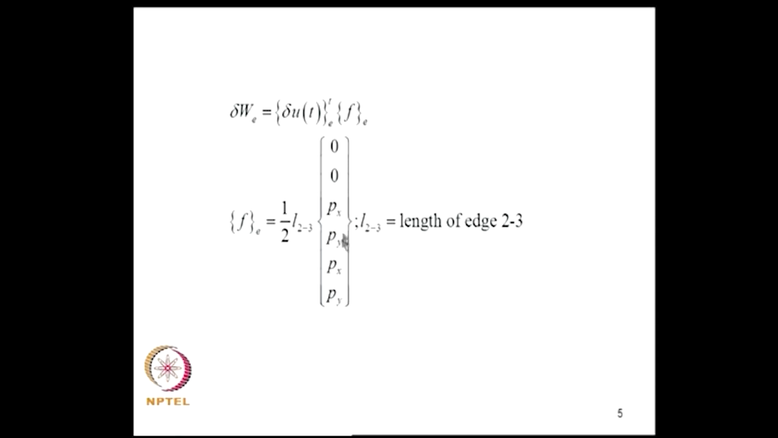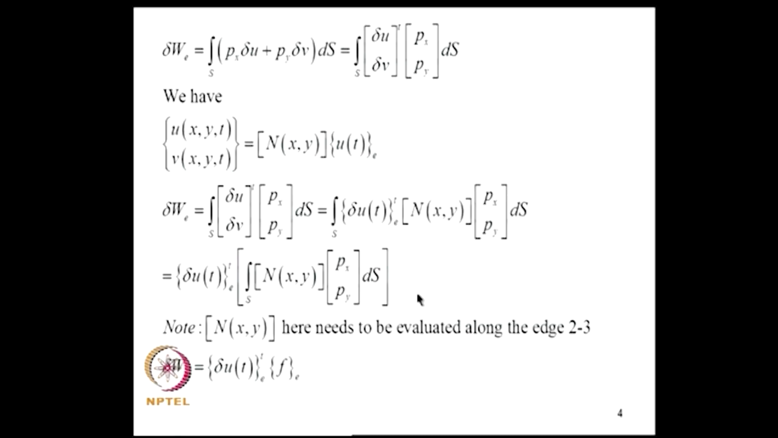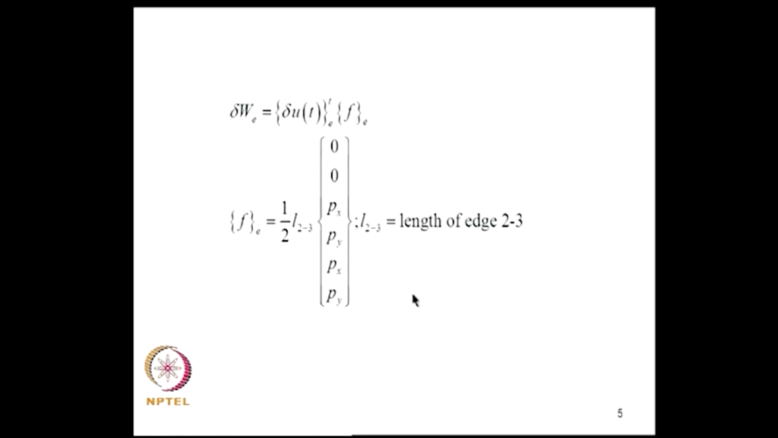Here we have assumed that Px and Py are constant along the edge, otherwise there will be a quadrature that has to be implemented. The quantity L23 represents the length of the edge 2, 3. So, if you know the nodal coordinates, you can derive that length in a straightforward manner.